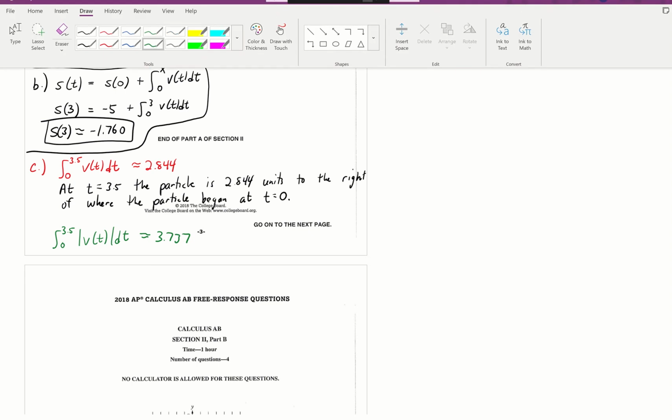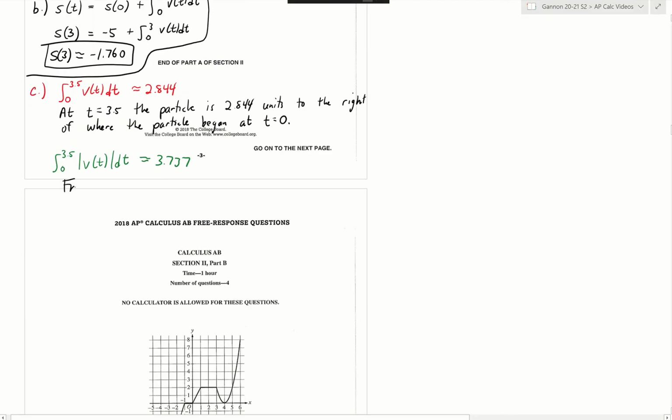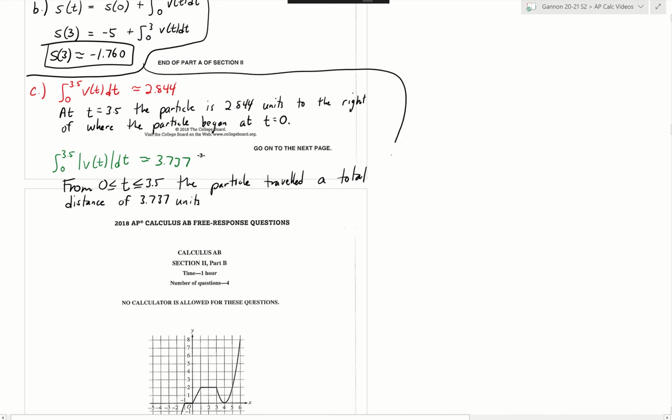So we would interpret this as from t greater than or equal to 0 to less than or equal to 3.5, the particle traveled 3.737 units. Or let's maybe be more specific, traveled a total distance of 3.737 units. All right, and that's going to be part C.